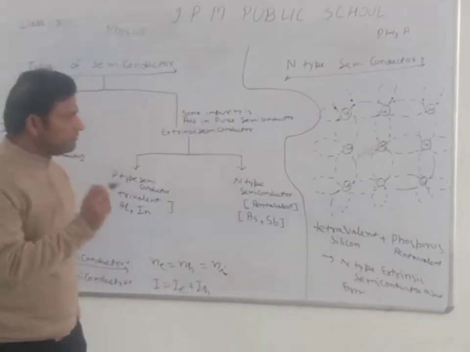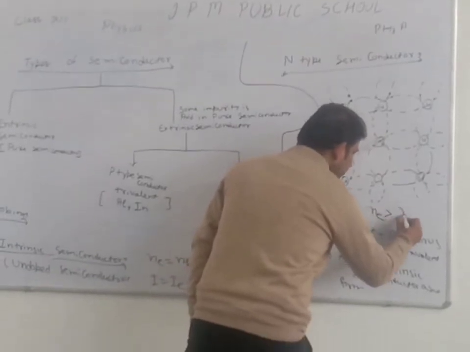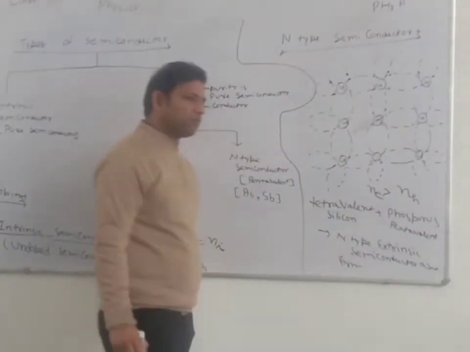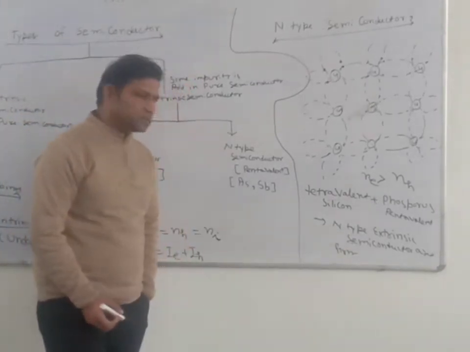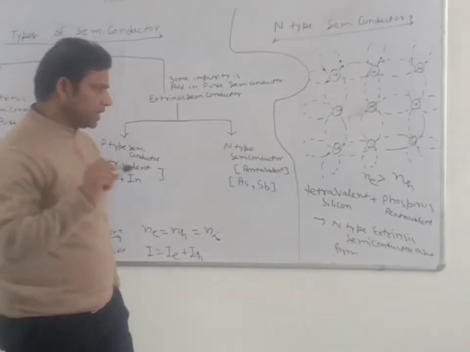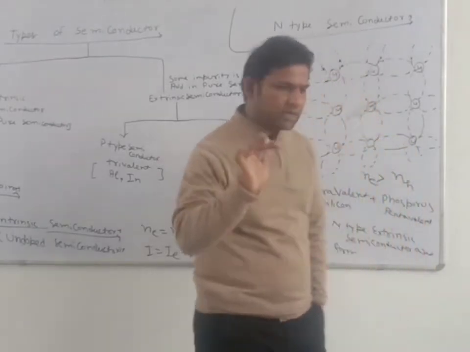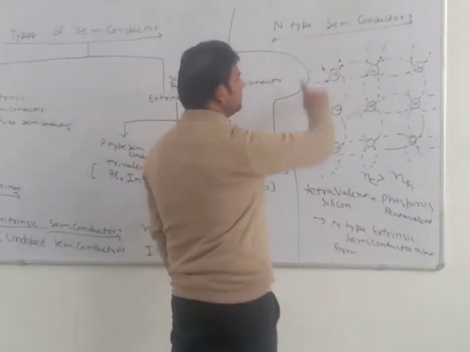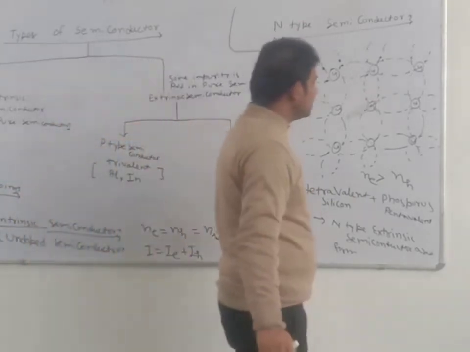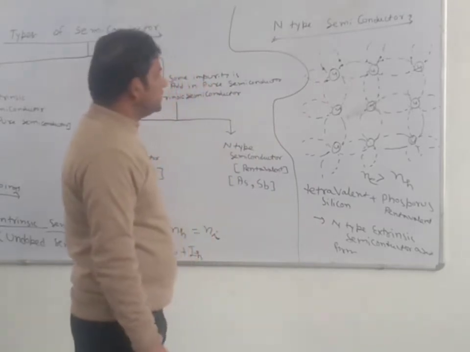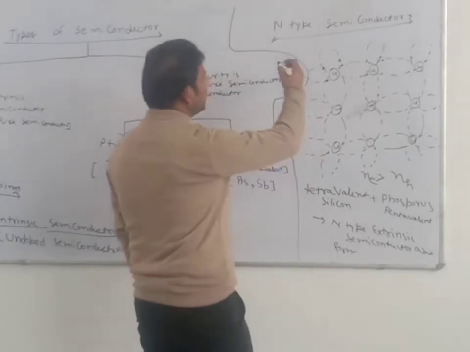In this type of semiconductor, the number of electrons is greater than the number of holes. It means electrons are the majority charge carrier in N-type semiconductor, and holes are the minority charge carrier. And its energy level will be the donor energy level.